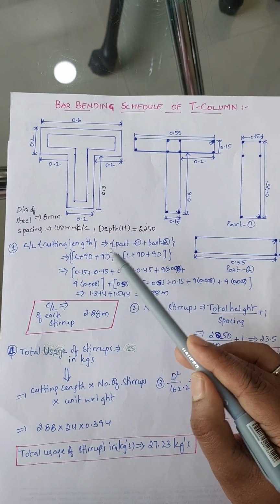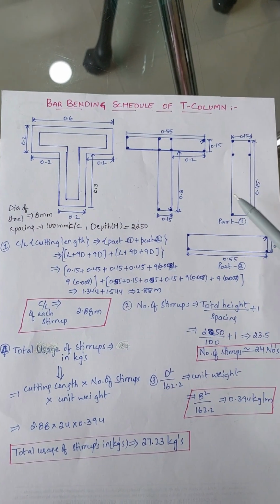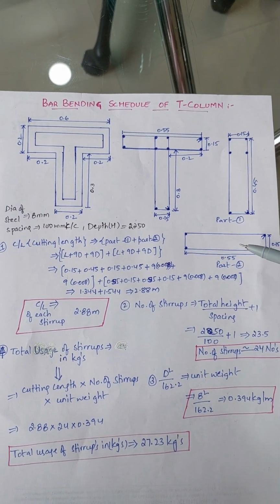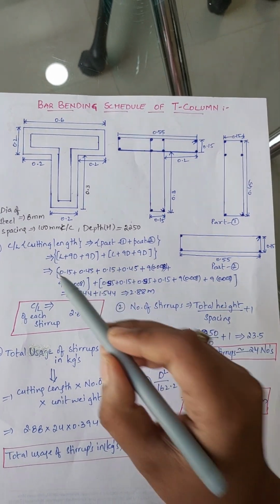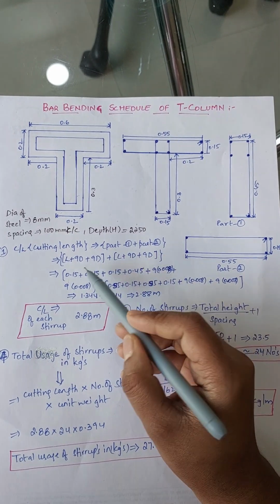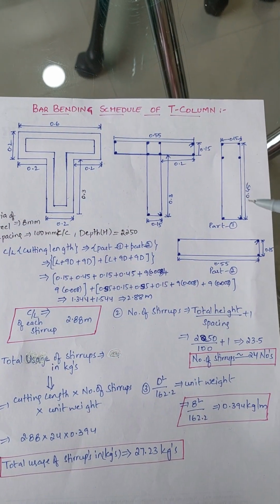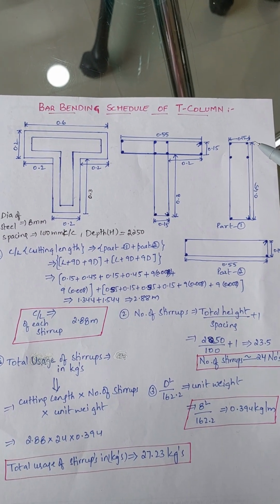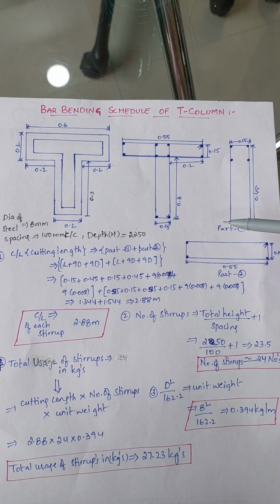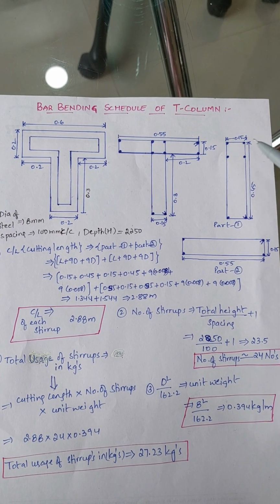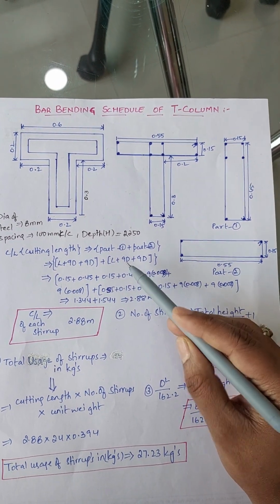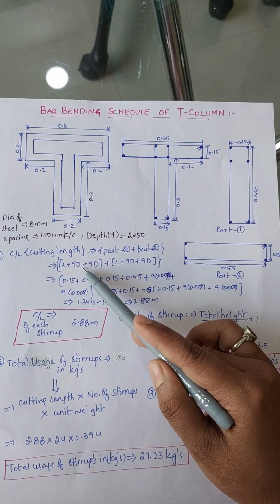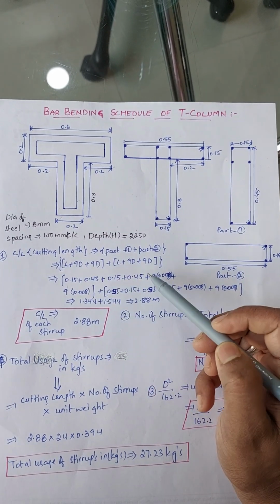The formula to find the cutting length is length plus 18D, or 9D plus 9D. We are doing this for two sections, one section this and another section this, so for two sections the formula applies. L is nothing but the length of the total rectangle. So what is the length of the total? Here you can see 0.45 plus 0.15 plus 0.45 plus 0.15 plus 9D plus 9D, which we can write as 18D or 9D.